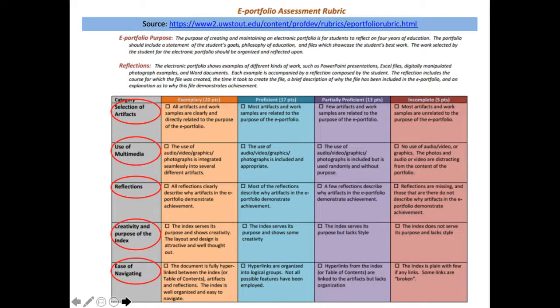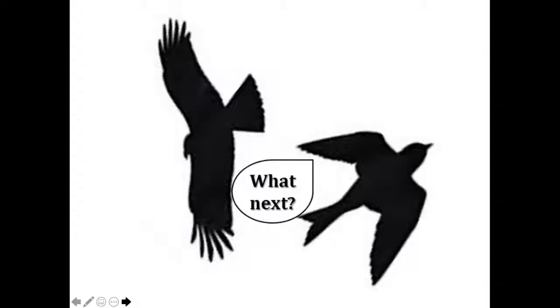Look at the categories or criteria. Selection, how good the process of selection is. Multimedia, is it limited to text or is it multimodal? Are there enough descriptions and reflections of learners on bits and pieces of their portfolio? Is there creativity? Is there ease of navigation, or do you get lost because it looks like a website? You have to make sure it's easily navigable.